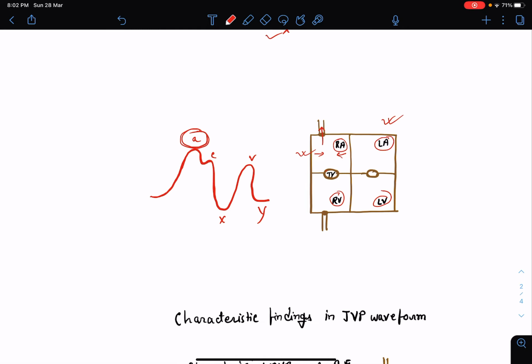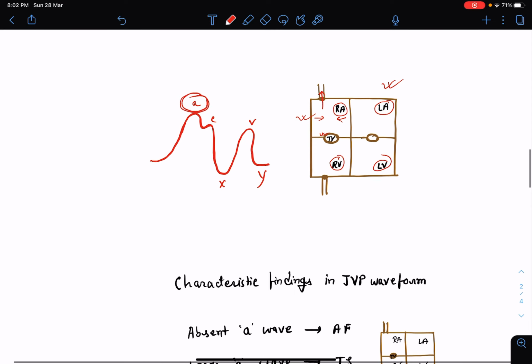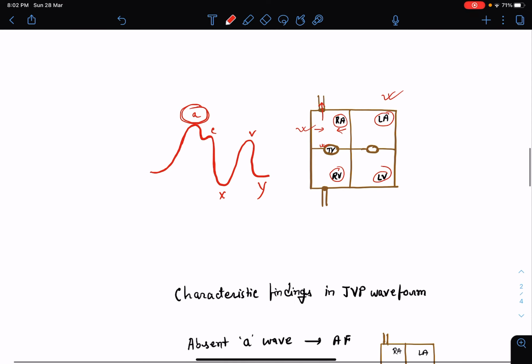Next, there will be closure of the tricuspid valve. After the atrial contraction is over, definitely there will be closure of the tricuspid valve. Now there will be a phase of isovolumetric contraction in the right ventricle. So due to the isovolumetric contraction in the right ventricle, the tricuspid valve gets bulged into the right atria.